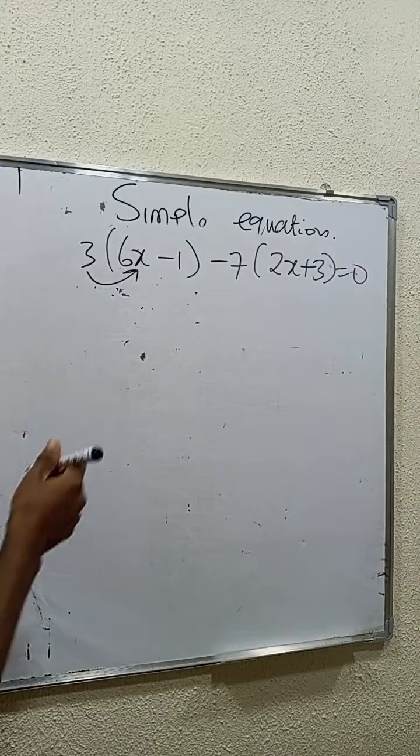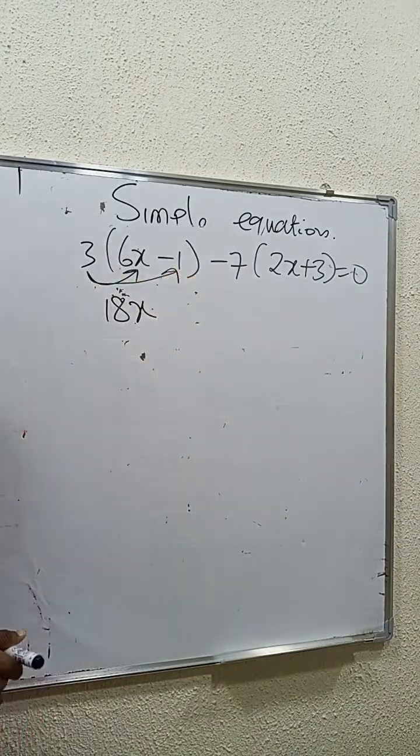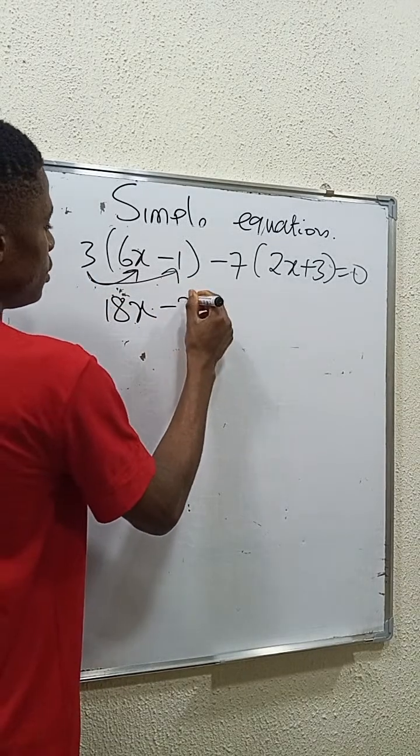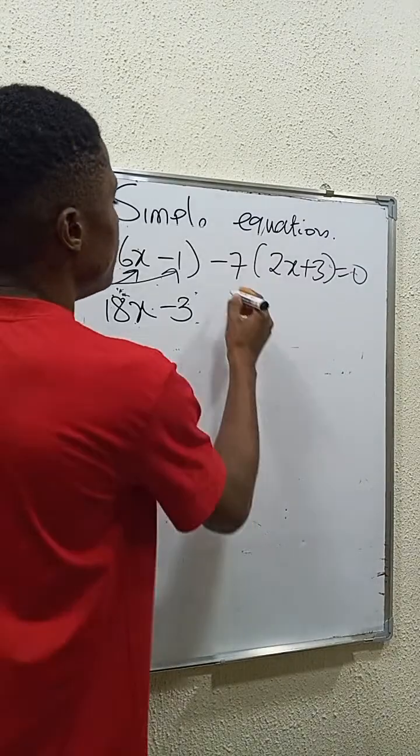3 times 6x is 18x. 3 times minus 1 is what? 3 times minus 1 is minus 3. Okay? Okay, good. Then let's go to the next one. Fast.